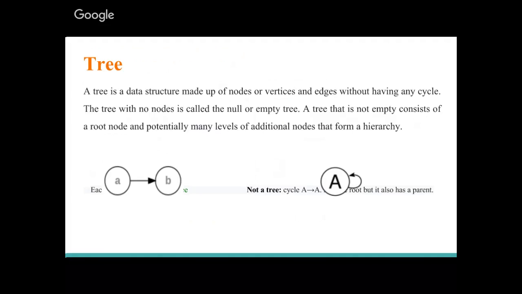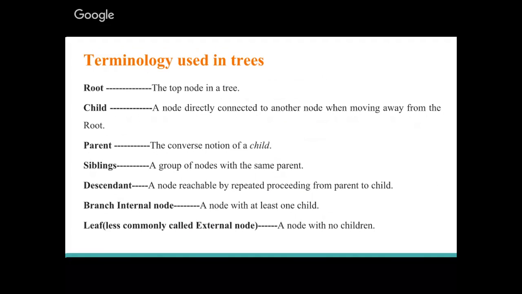A tree that is not empty consists of a root node and potentially many levels of additional nodes that form a hierarchy. So for example, if you start making down your family tree, your grandparents, then your parents, then your uncles and aunts, then you and your siblings, the family tree can be very well represented in a tree data structure. All right. Now, there are a few terminologies that are generally asked in exams, so you should be familiar with tree terminologies.